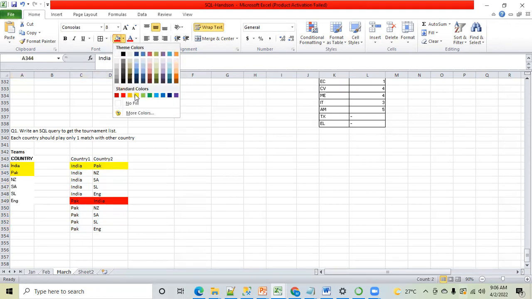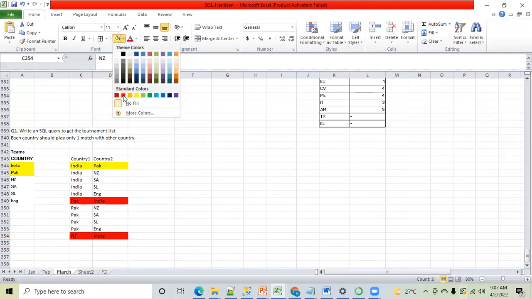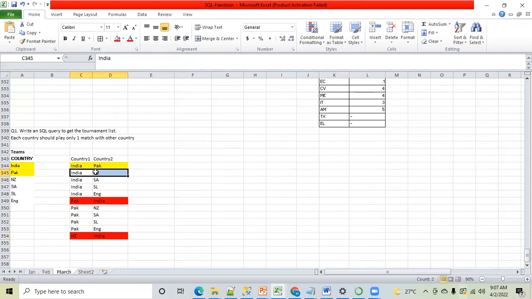Then you proceed with the next one, New Zealand. Which team will New Zealand play with first? India, right? But do you think we have covered this? Yes, already covered here, so this will not be required, because we have already covered it.